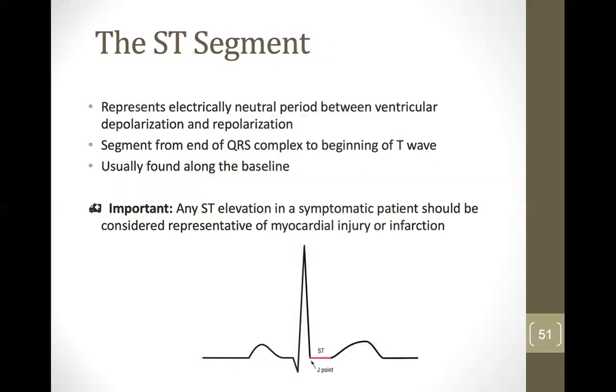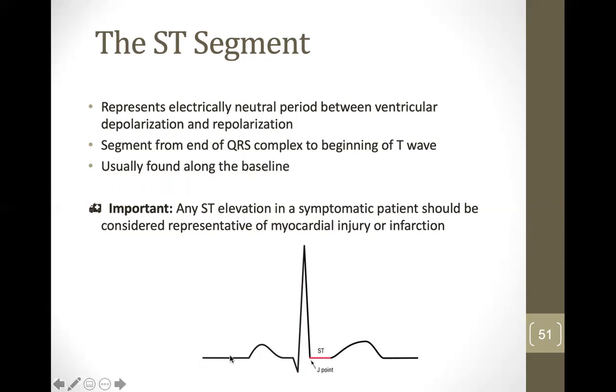Then after the QRS, after we have ventricular depolarization and contraction, we have this neutral period between when those ventricular cells fired and when they repolarize. And this is what's called the ST segment. It's the segment from the end of the QRS complex to the beginning of the T wave, which is our repolarization. And it's usually found at the same height as the baseline.